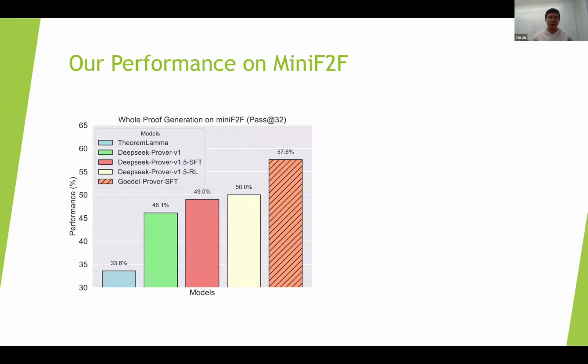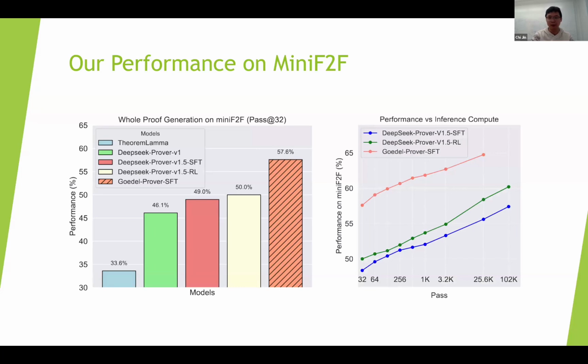And you can also ask how our model performs when we scale up the inference computation. So this is the picture. Essentially, when we scale up from pass at 32 to pass at 64 or pass at 3K or something, we can see consistent improvements, with a relatively big gap, around 7% performance difference, between our model and the prior state of the art, DeepSeek Prover.